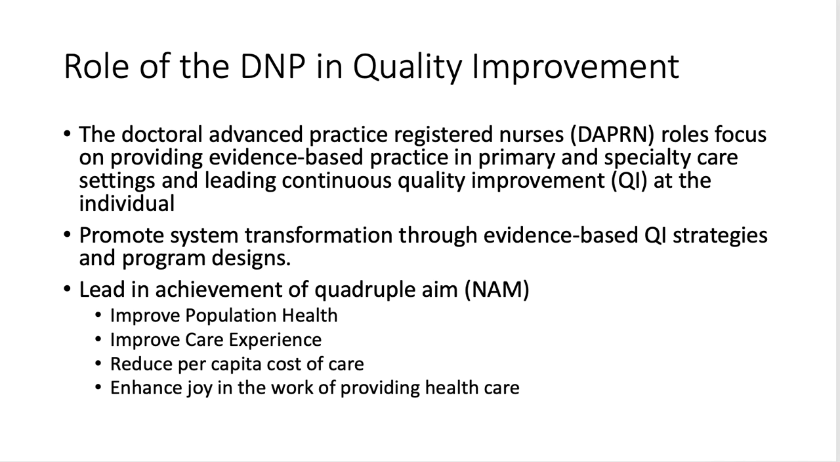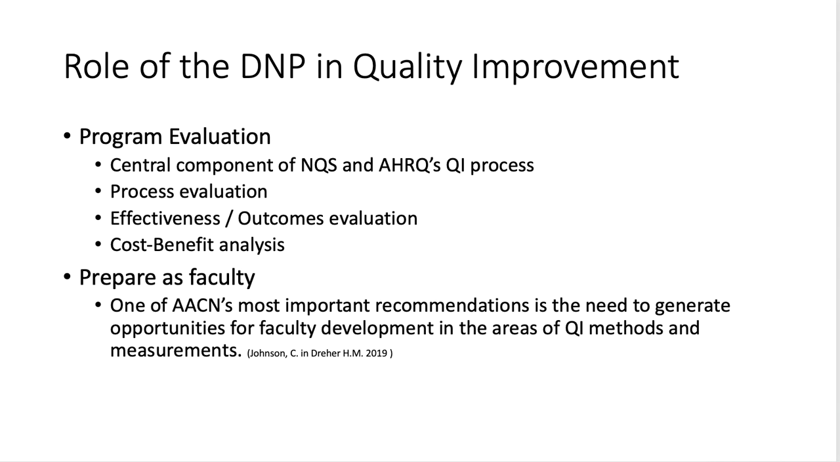So more on the role of the DNP in quality improvement. Doctoral advanced practice nurses. Roles focus on providing evidence-based practice in primary and specialty care settings, promote system transformation. That's all QI. Lead in the achievement of the quadruple aim from the National Academy of Medicine: improve health, improve care, population health, the care experience, reduce costs, and enhance the joy in the work. Working in a broken process doesn't give anybody joy. So there's a lot of improvements, benefits to improvement for caregivers as well.